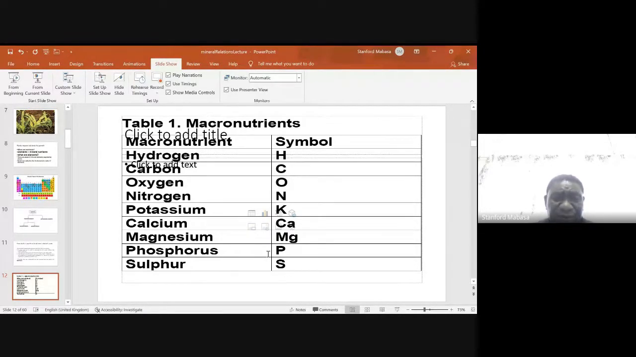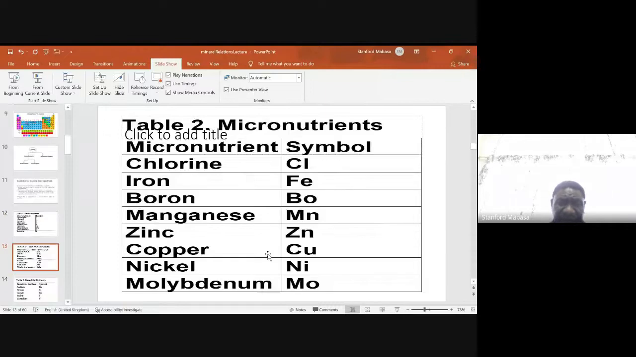But starting with nitrogen, this can be limited, and this is why we sometimes apply fertilizers. So nitrogen, potassium, calcium, magnesium, phosphorus, and sulfur. These are basically the important macronutrients.